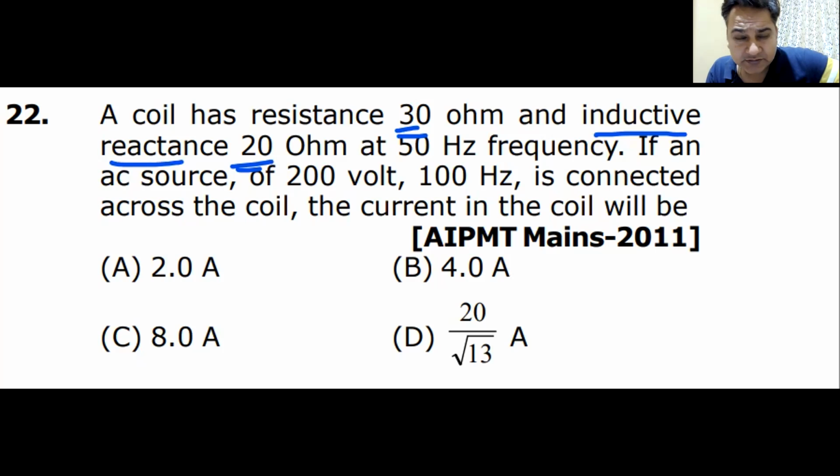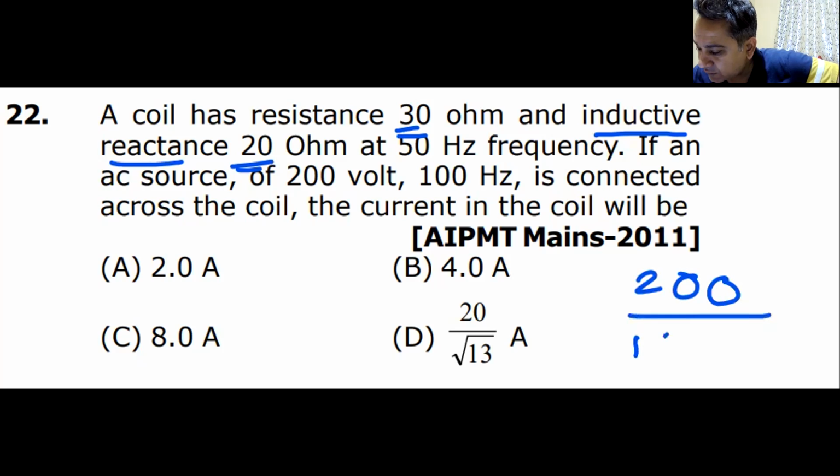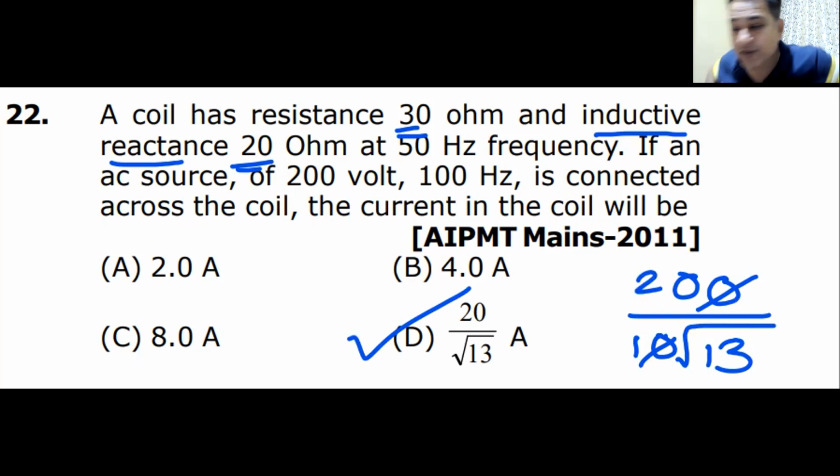I divide ERMS by Z. So 200 divided by 10 root 13, that is 200 divided by 10 into root over 3 square plus 2 square, that is 13. The 10 and 10 will cancel and the answer will be 20 root 13. That's as simple as that. And that is why I say that the questions that are going to come are very simple.